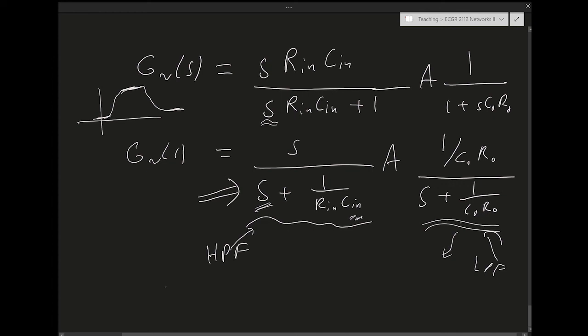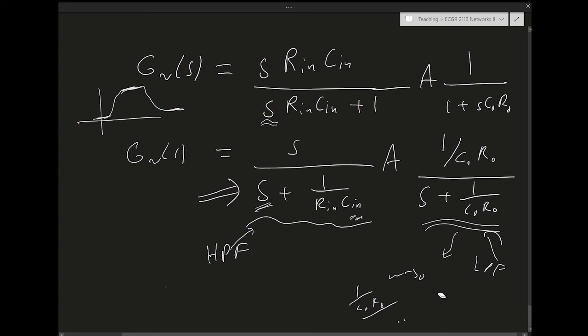This, by the way, does not suppress low frequencies because as omega goes to zero, this becomes much smaller than this. I end up with 1 over CORO divided by 1 over CORO. I end up with unity, 1. So for small and intermediate frequencies, this is unity. This just passes the signal and applies gain A.